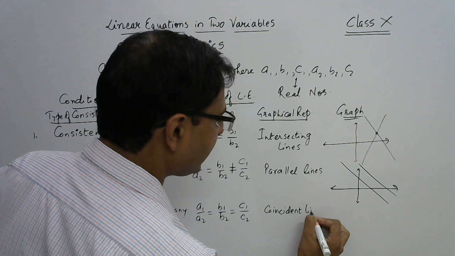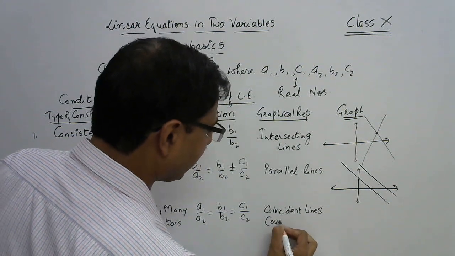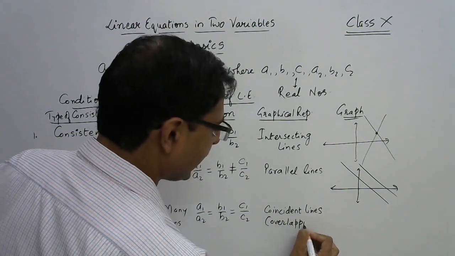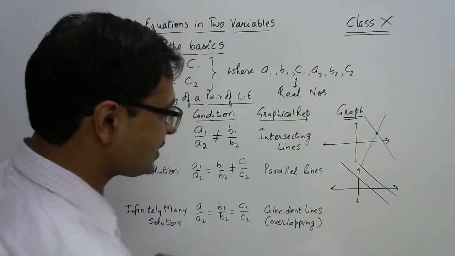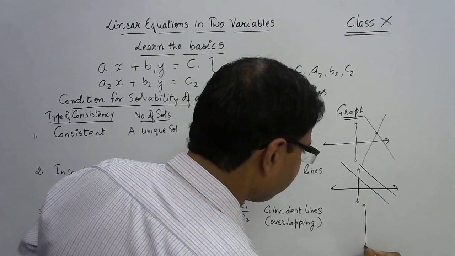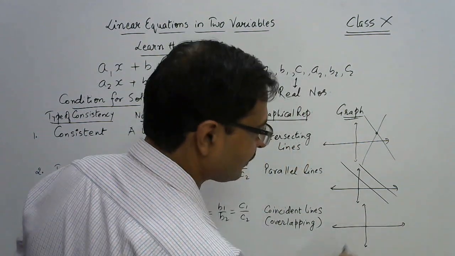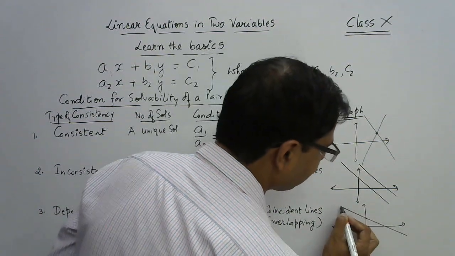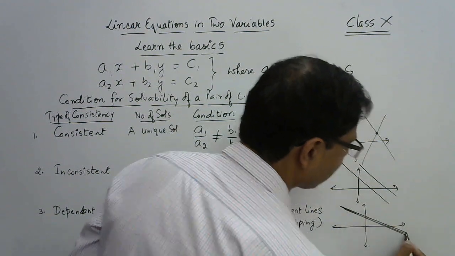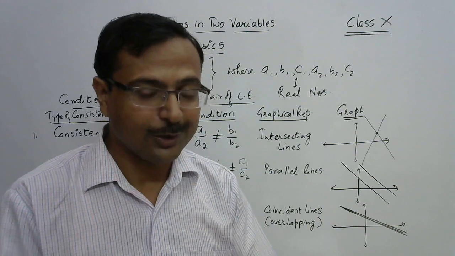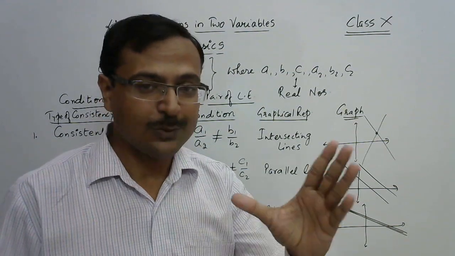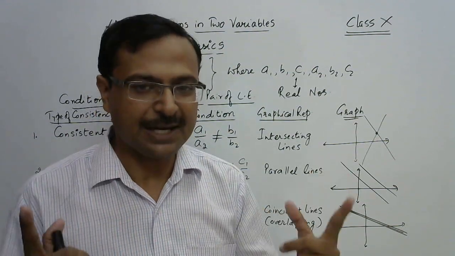And what are coincident lines? They are overlapping lines. So actually there will be only one line representing both the equations. So how do you represent coincident lines on the graph? Suppose these are the coordinate axes. If one line is like this, the other one will overlap this exactly. So both the lines will be one above the other. Or you can say all the solutions of one equation will be solutions of the second equation also.